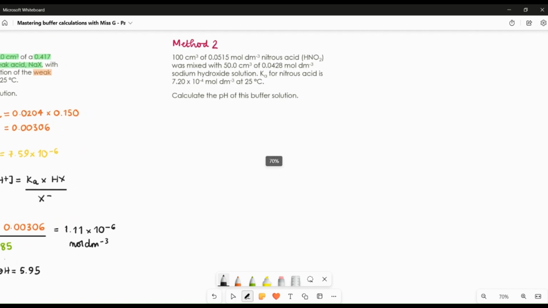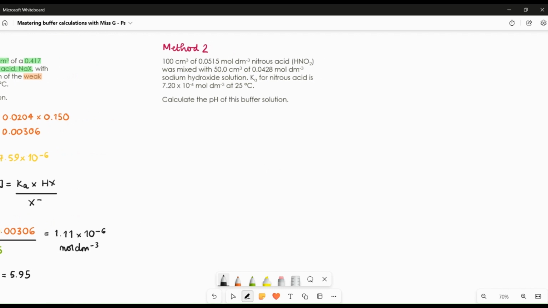So in this question, 100 centimetres cubed of 0.0515 mole per decimetre cubed of nitrous acid was mixed with 50 centimetres cubed of 0.0428 moles per decimetre cubed of sodium hydroxide solution. The Ka for nitrous acid is 7.20 times 10 to the minus 4 moles per decimetre cubed at 25 degrees. Calculate the pH of the buffer solution.